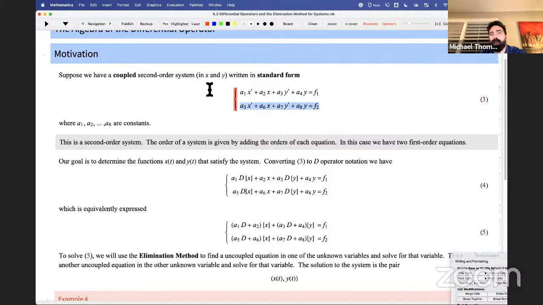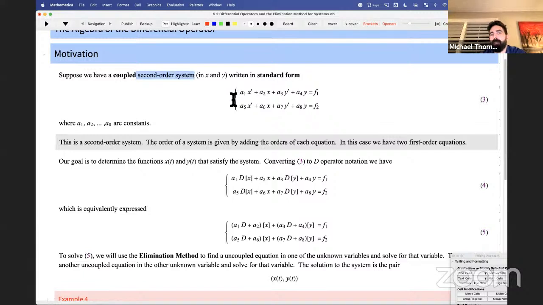Okay. Now, this is a second order equation system. The way you can tell the order of a system is you look at the order of the equations and you add them together. If we look at this first equation, the highest order is 1, so that's a first order differential equation. The second equation is also a first order equation. So we take 1 plus 1 to get 2. So this is a second order system. Is that okay?